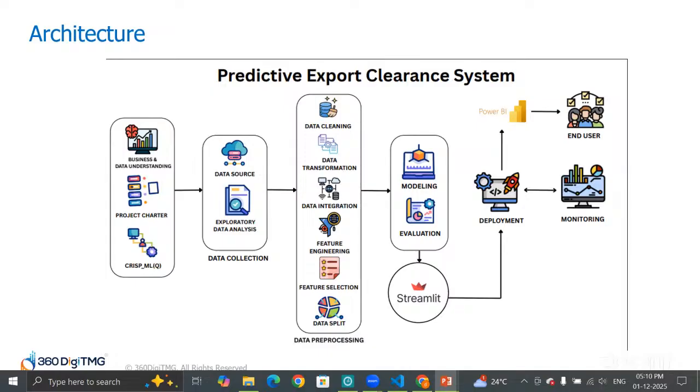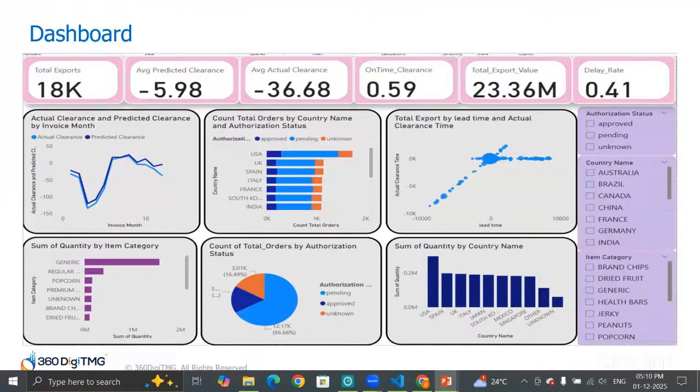Let us look into the dashboard. How does it look like, or what information can we gain? So the dashboard helps management understand real-time export performance. Like for example, total export 18,000, average predicted clearance that is minus 5.98. All these things could be analyzed over here. Average actual clearance minus 36.68, on-time clearance rate 0.59, total export value 23.36 million, and delay rate 0.41, right? Negative clearance values mean orders are clearing earlier than scheduled. Positive means they are delayed.